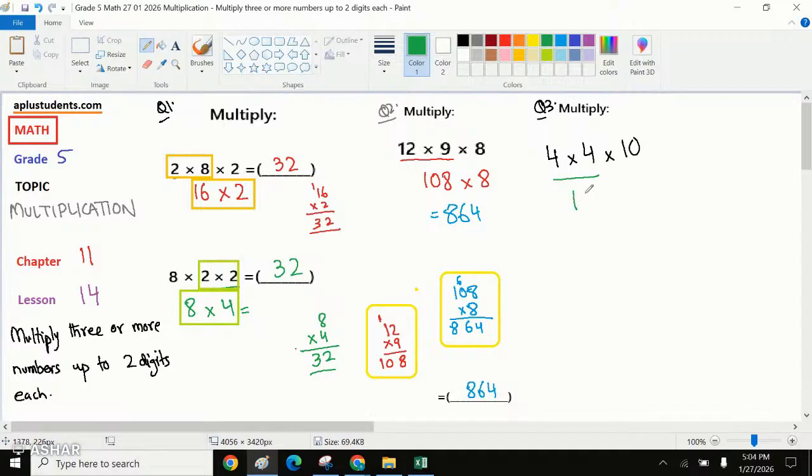16 is multiplied by 10. We know the rule that we count the number of 0s. There is a single 0. So what we do is multiply the 16 by 1. 16 multiplied by 1 is 16, and we simply add the zeros. Since there was a single 0, we add a 0 over here. That means 160 is the final answer.